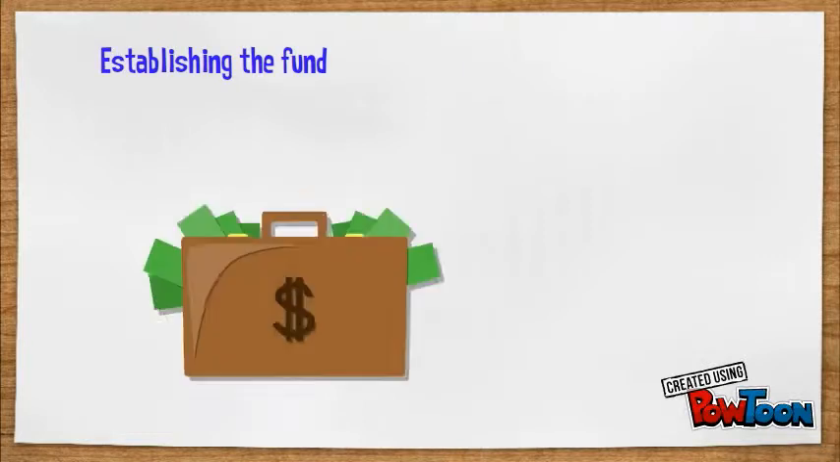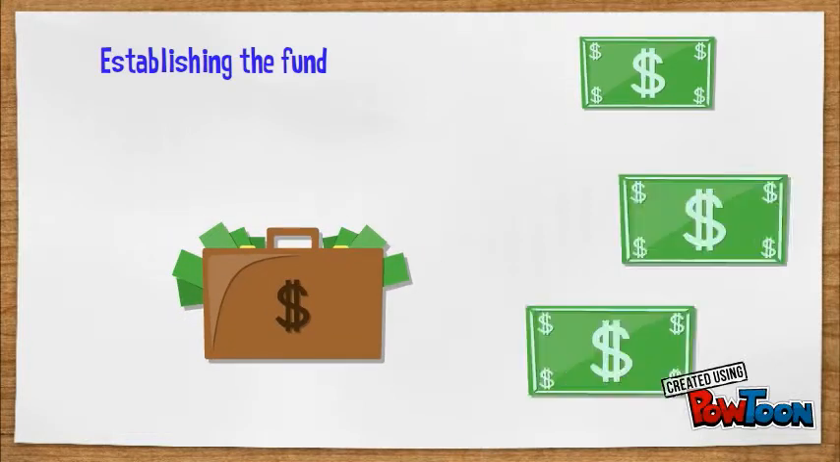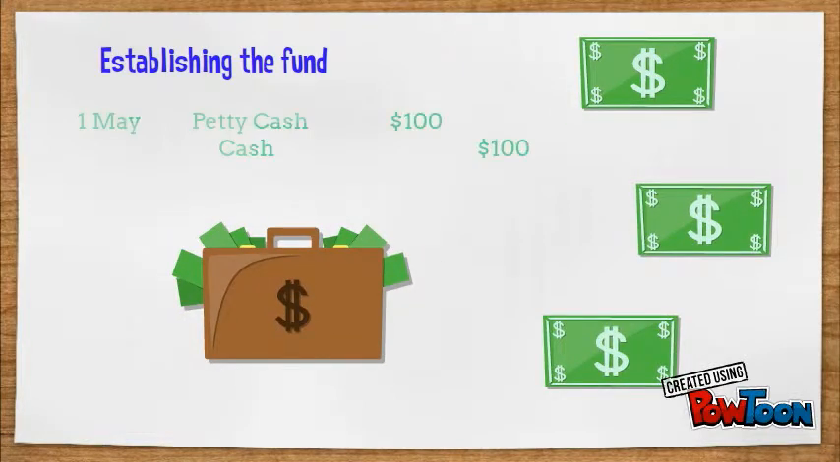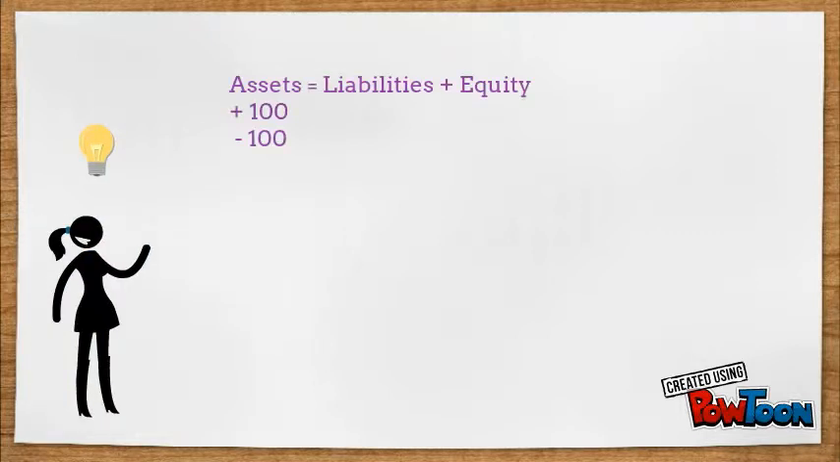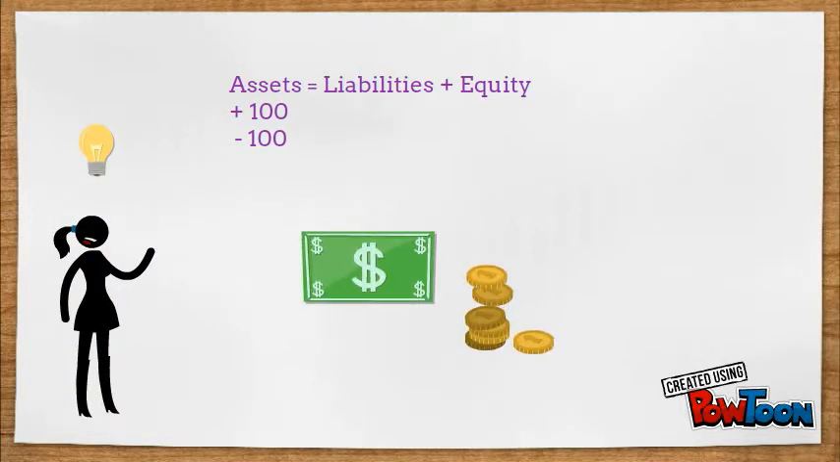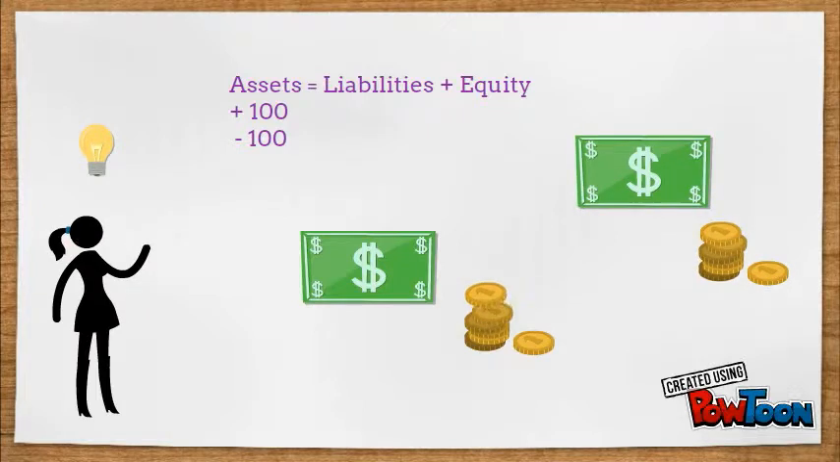Firstly, the petty cash fund needs to be established. Suppose that on the 1st of May, Smith Design Group establishes a petty cash fund of $100. This means that petty cash would be debited and cash would be credited. Ultimately, there is no change in total assets, as the entry increases petty cash and decreases cash of the same amount.